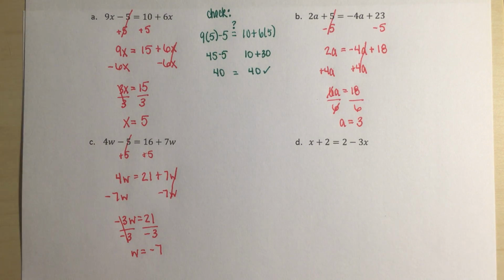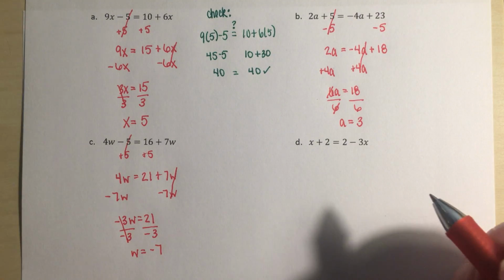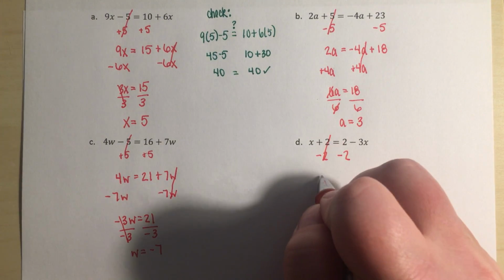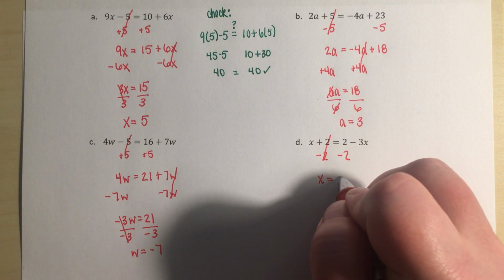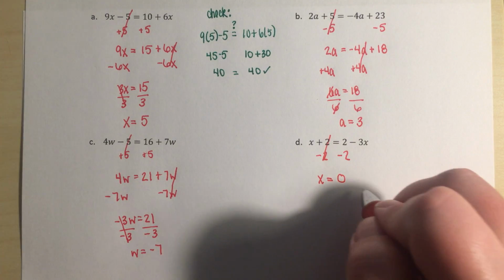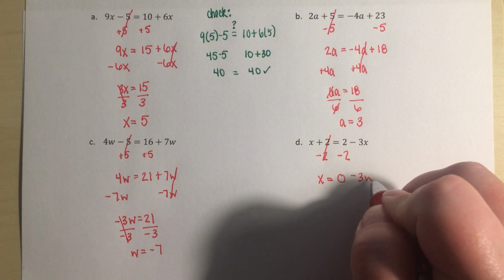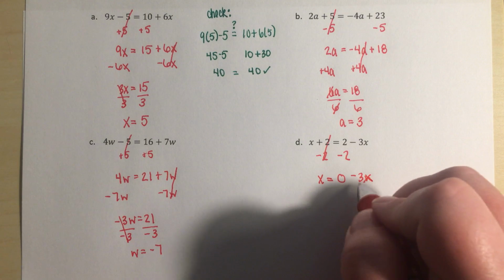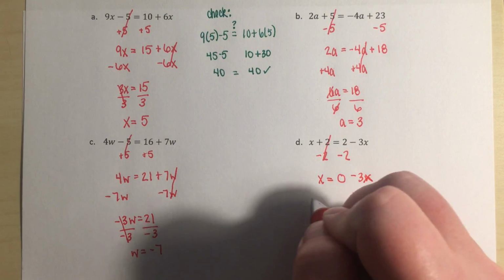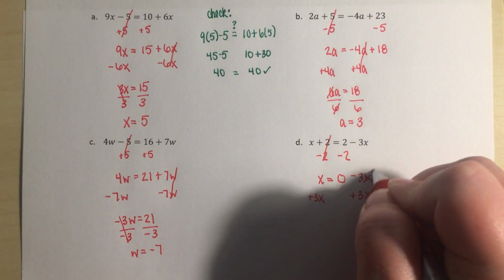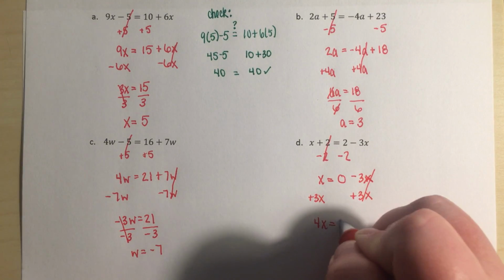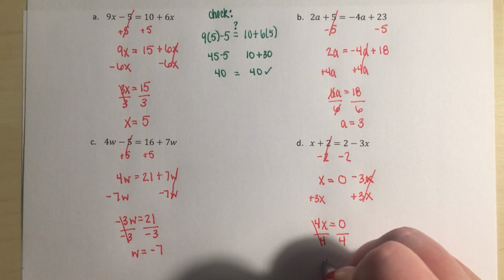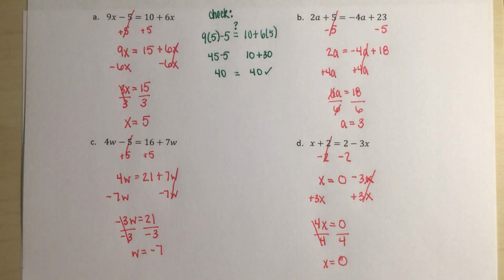Okay, and then last but not least, for example 1, x plus 2 equals 2 minus 3x. Subtract 2 from both sides to get rid of this. X equals, well, 2 minus 2 is 0. And so we have 0 minus 3x. Or you can just leave that 0 out altogether. We want to get rid of this variable that's on this side, so we're going to add 3x to both sides. 4x equals 0. Divide by our coefficient of 4. 0 divided by 4 is still 0.